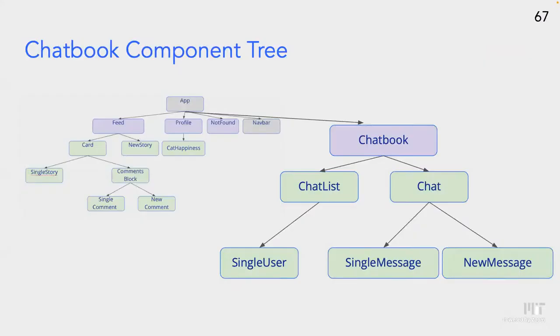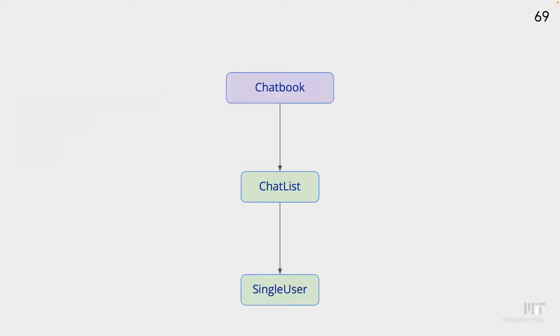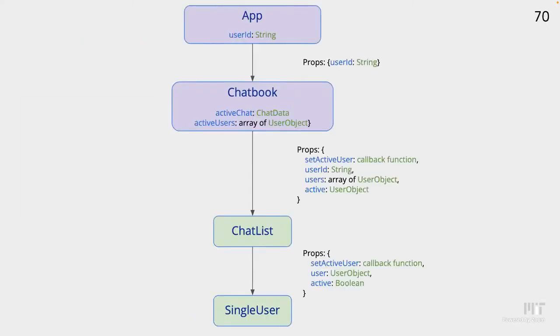So here's our component tree. We made the stuff on the right, but now we're going to start shifting over to the stuff on the left, which has the chat list and the single user, so we can speak with individual people. If we look at the components, we can map out their states and props.